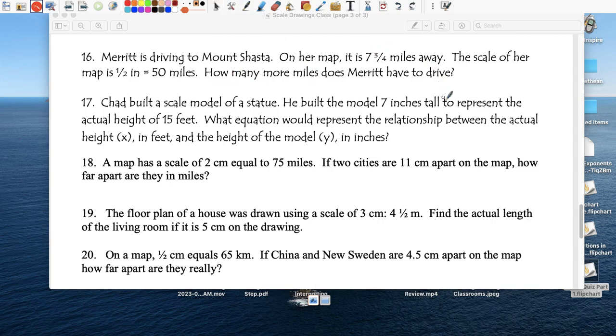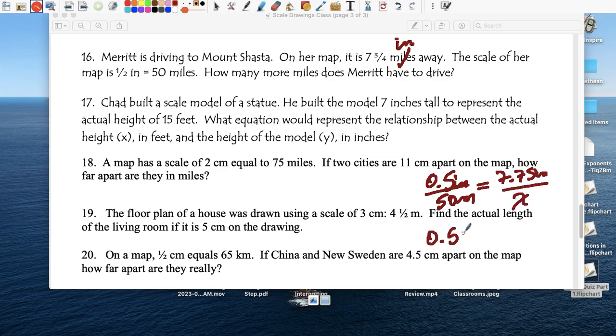Scale here. What's the scale? 0.5 inches equals 50 miles. So on her map, it's 7 3/4 inches. How many more miles? The scale of the map is... I think it should say inches, no? On her map, it's 7.75 inches. So in real life, how far is it? That's what I think the question should have said.